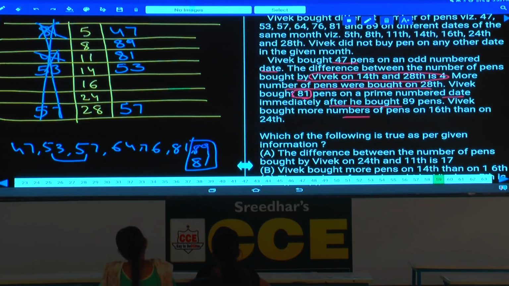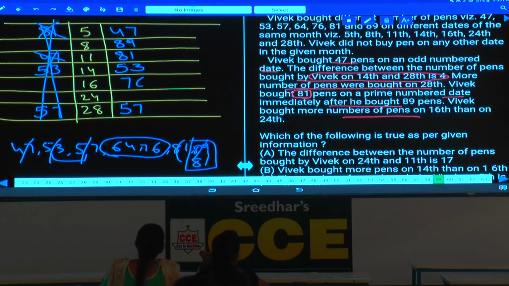Vivek bought more pens on 16th than on 24th. Then what are the remaining left over here? 47 done, 53 and 57 done, 81 and 89 done, remaining 64 and 76. Between these two, which is more? 76 is more. So Vivek bought 76 pens on 16th. And the next one here is 64.